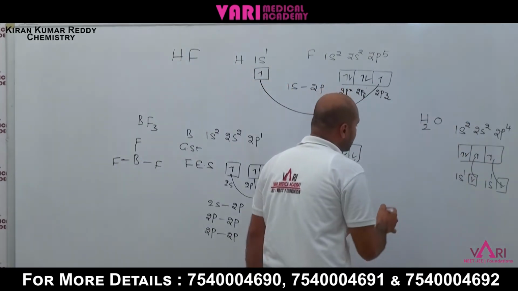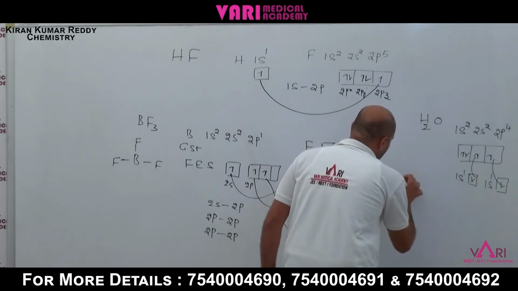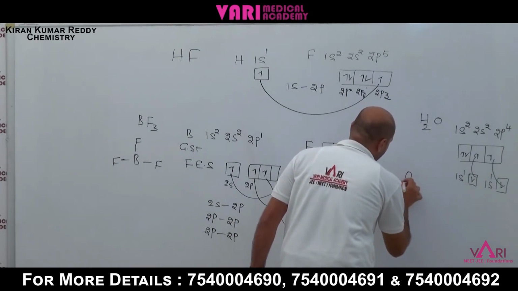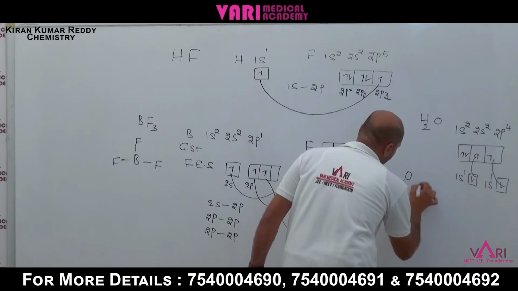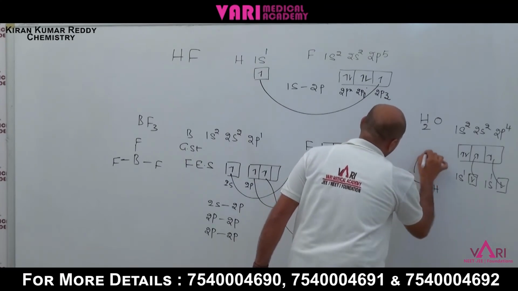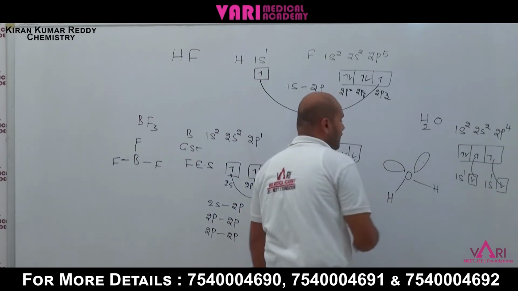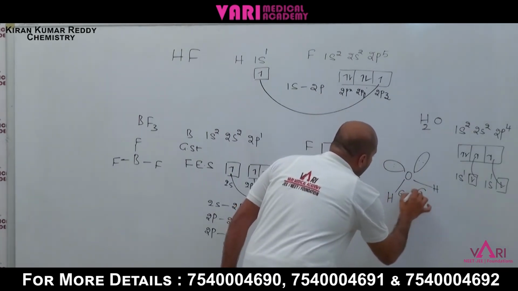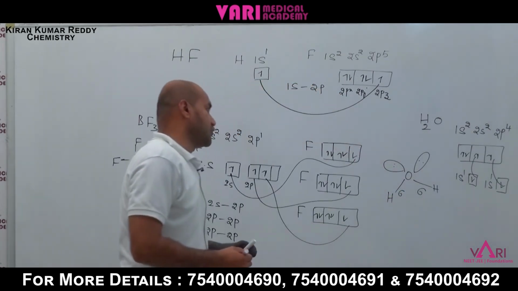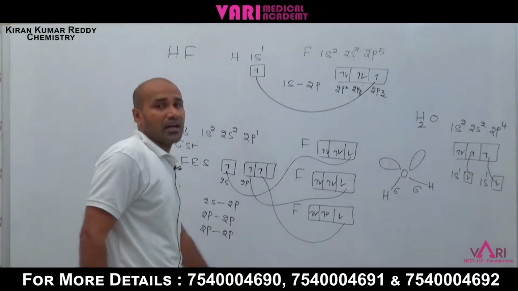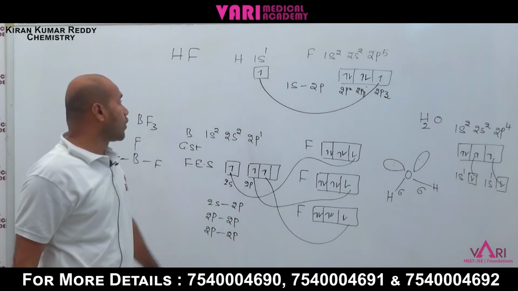How many sigma bonds are present in H2O? 2 sigma bonds. This one is a hydrogen. Here is hydrogen. Here also hydrogen. 2 lone pairs are present, and these are the 2 sigma bonds formed. This is the example of H2O: overlapping of atomic orbitals to form a covalent bond.